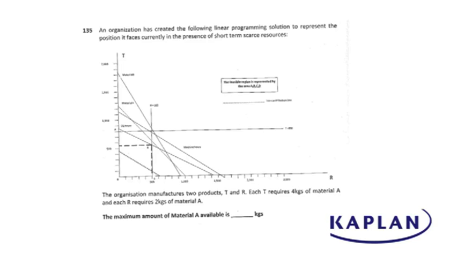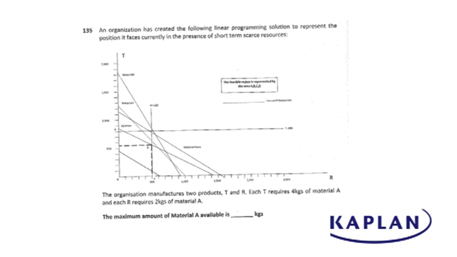We're now going to look at our last question on linear programming, question 135 in the new revision kit. Now for those who don't have the new revision kit, the question will come up on your screen. So in the exam, the first thing that you do is you read the requirement. The requirement says, calculate the maximum amount of material A available in kgs.